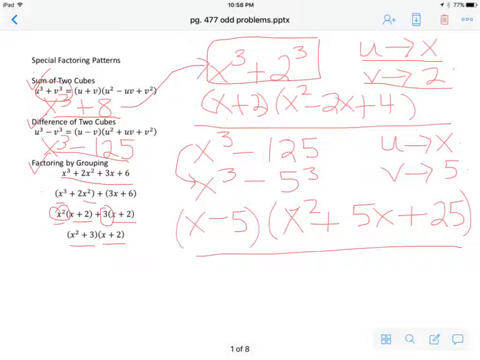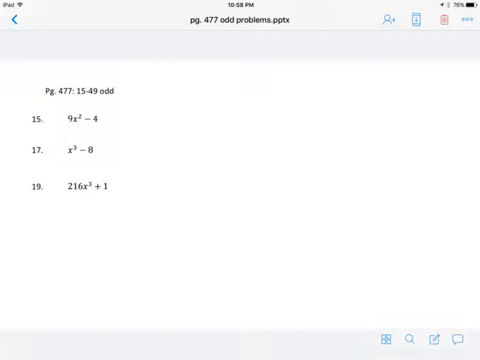I've got a number of examples to do in our homework problems. Number 15, you look at the problem, 9x squared minus 4. Well, that's not even a cube, so you should already know how to do this. You take the square root of 9x squared and write 3x and 3x, and then one's a plus and one's a minus, plus 2 and minus 2. That's all you have to do when you have a difference of two perfect squares. Now x cubed minus 8. That one is going to be one of our new patterns. That's right here.